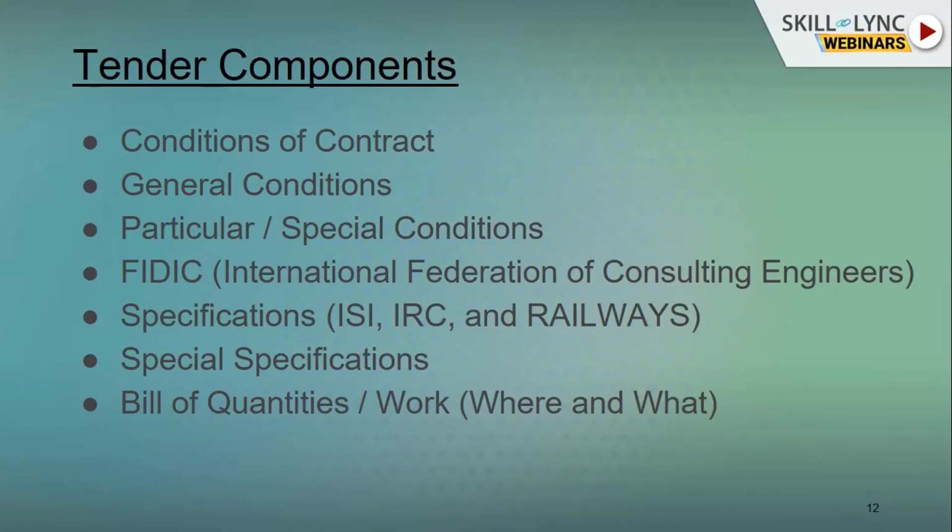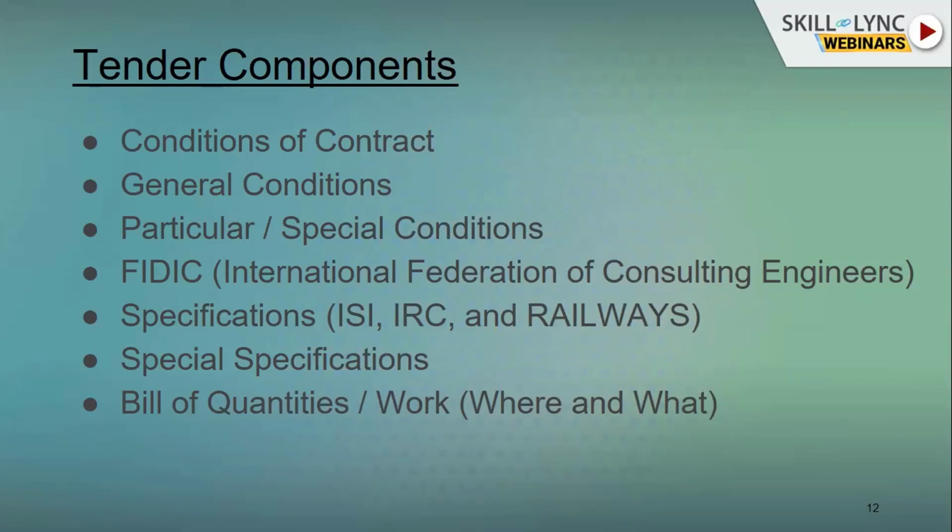So what are the things that a tender should have to avoid ambiguity at a future stage? First, there are three types of conditions: conditions of contract, general conditions, and special conditions. So first we will start with the conditions of contract.